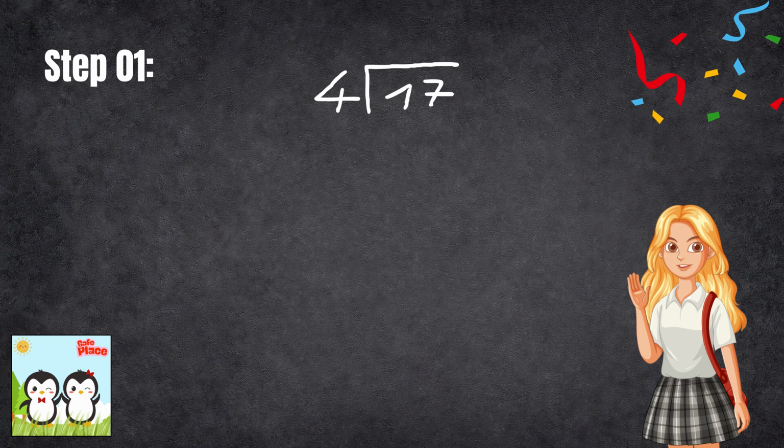Step 1. Divide the whole number. Let's start by asking, how many times does 4 fit into 17? We know that 4 times 4 equals 16, so 4 fits into 17 4 whole times. We can't fit another 4 into 17 because 4 times 5 would be 20, and that's too much. So, we write 4 as the first part of our answer.